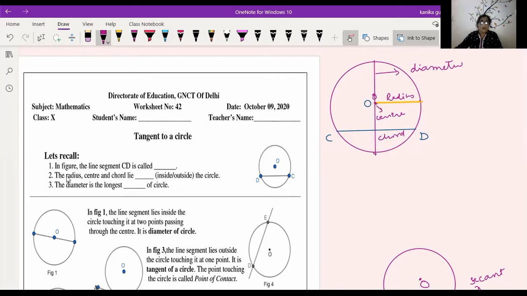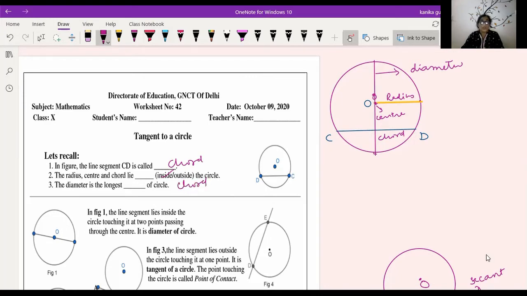Now let us recall. In this figure, the line segment CD is called a chord. The radius, center and the chord lie inside of the circle. The diameter is the longest chord of the circle.